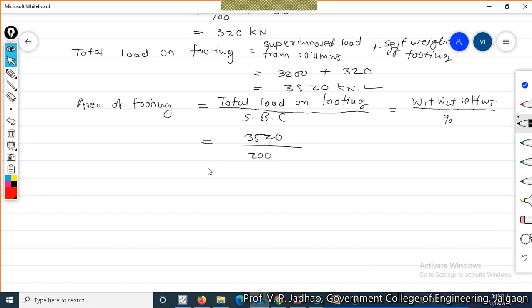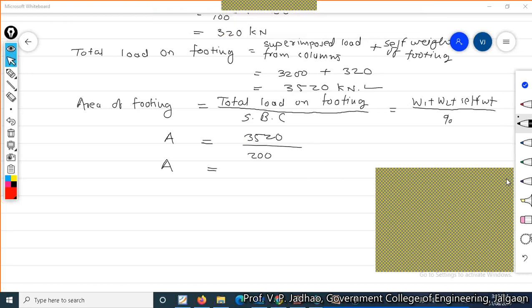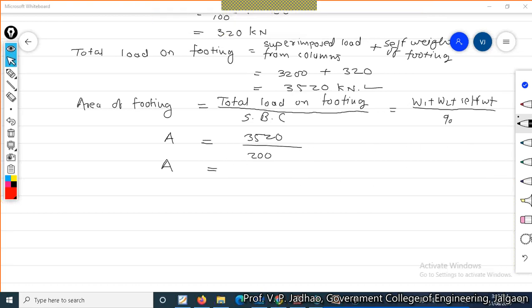So we get this value of area of footing. How much is it? The area of footing will be equal to 17.6 meter square. So we have got the area of footing as 17.6 meter square. Already we have been given the value of B as 2.4 meter.